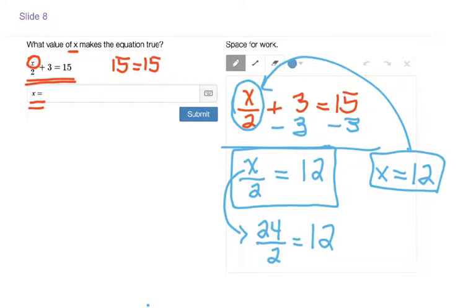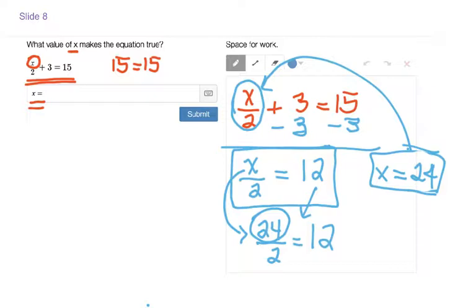X actually isn't equal to 12. What I should have said was x is equal to 24, because that's what I wrote in my equation. So let me make that change right here. So 24 divided by 2 is equal to 12, because that was what I was solving for. So the value of x is 24.